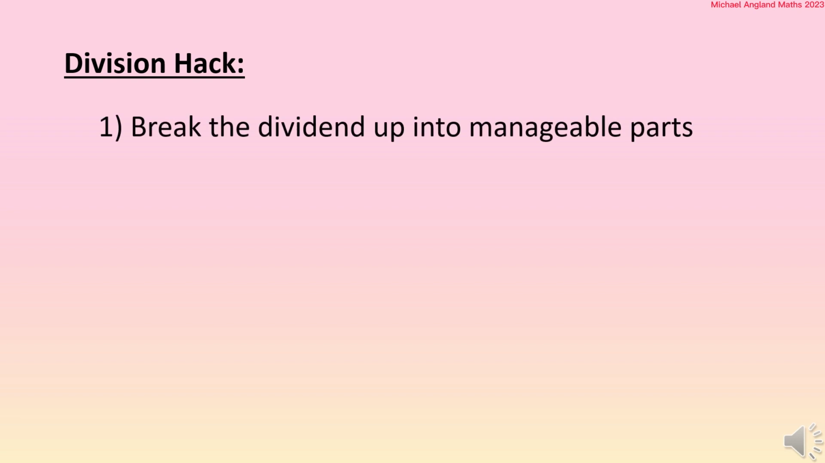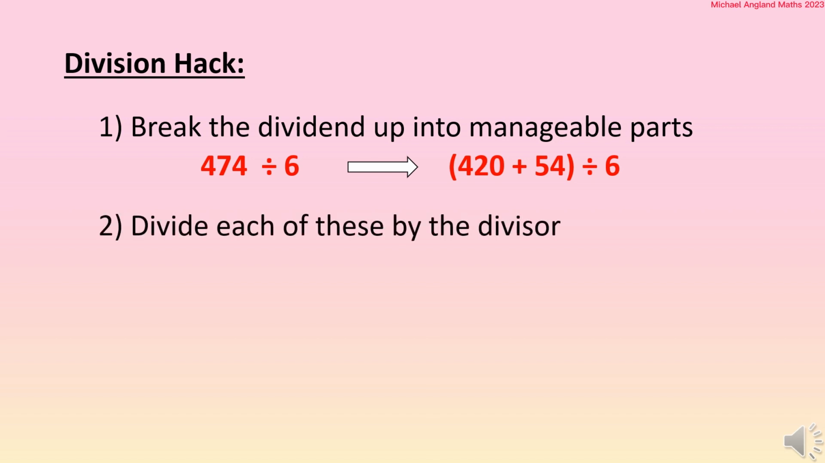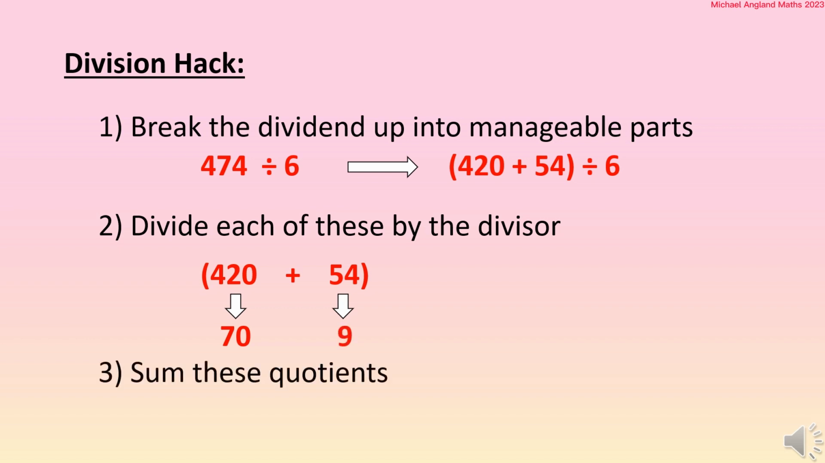Okay, so the steps for this are simple. Number 1, break the dividend up into manageable parts. For example, 474 divided by 6 can be broken up into 420 plus 54, all divided by 6. Step 2, divide each of these parts by the divisor. 420 divided by 6 is 70, because 42 divided by 6 is 7. And 54 divided by 6 is 9. Step 3, sum the quotients. So 70 plus 9 gives us 79. It's quite a useful little trick for being able to break numbers up and do them mentally or quickly by hand.